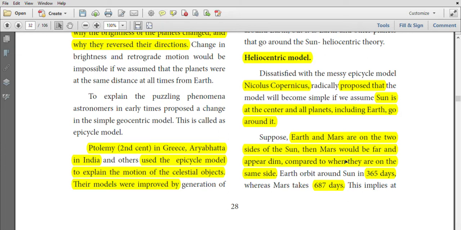When Mars and the Earth are on the same side, they are nearer to each other, so Mars is bright. Earth orbits the Sun in 365 days. In 1 year, the Earth completes its orbit. But Mars takes about 2 years, 687 days, to go around the Sun.